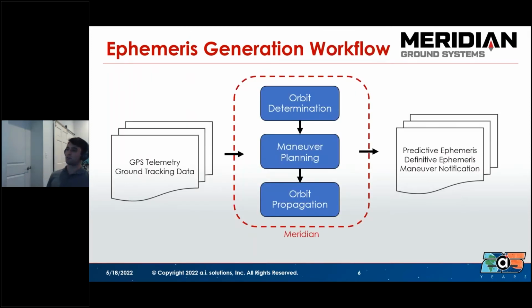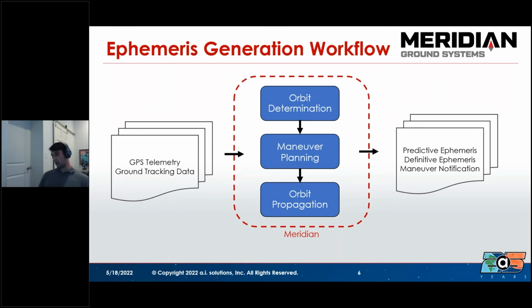So walking through a typical Meridian use case here, we're going to look at what you would do to do ephemeris generation within Meridian as an operator. So you would start with new GPS telemetry or maybe ground tracking data files. You bring those into Meridian via an import, and now those products would be stored within the Meridian database and accessible to the user and to all the tasks. The first thing you would probably do is run an orbit determination task to update your estimate of where the spacecraft is and where it was. You produce your latest definitive ephemeris as well as your latest definitive state vector.